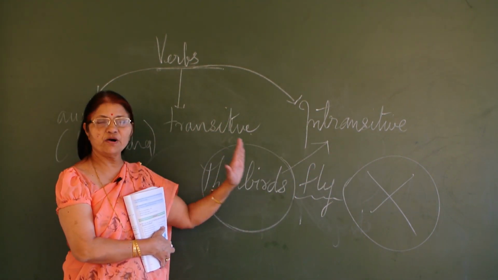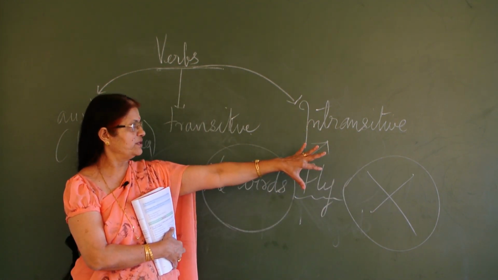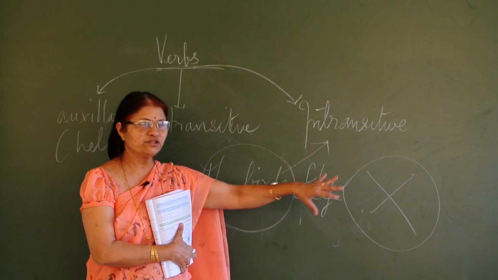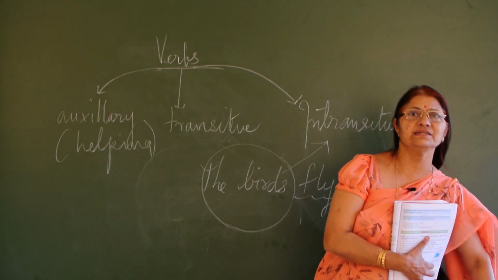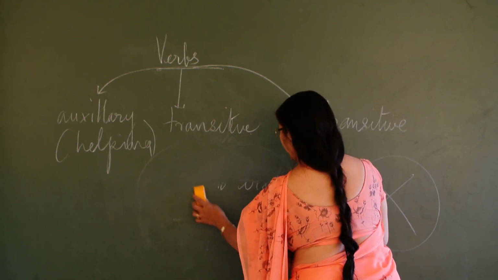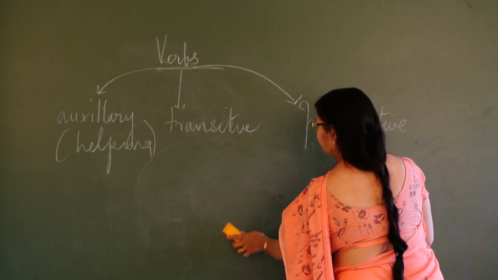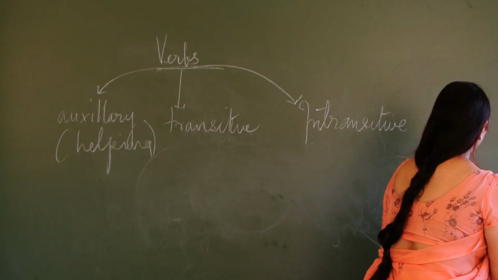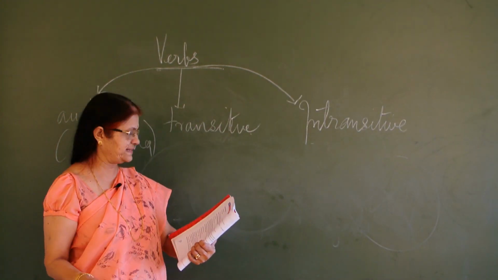Transitive verbs are verbs which require an object to complete its sense. Intransitive verbs do not require an object. So it's very clear. There are umpteen sentences you can make to show the difference between transitive and intransitive verb. Now I'll put a few sentences on the board to find out which are transitive and which are intransitive. It is sort of an exercise.